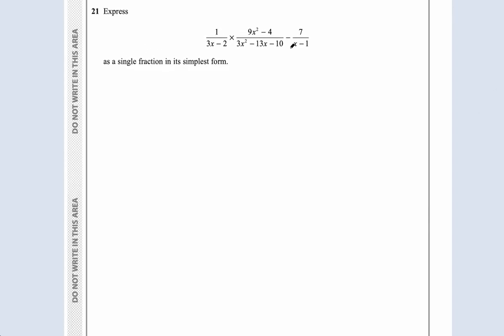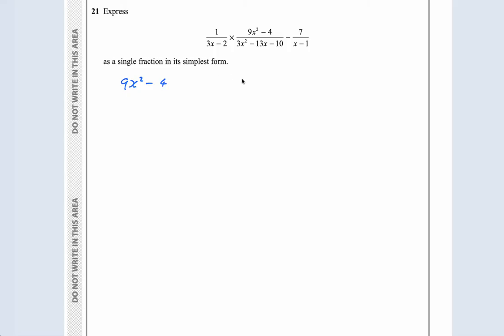Okay, question 21. We need to express this as a single fraction in its simplest form, right? Obviously not an easy question. So I'm going to break it up, guys, into a few different pieces. First, we'll look at this 9x squared minus 4.